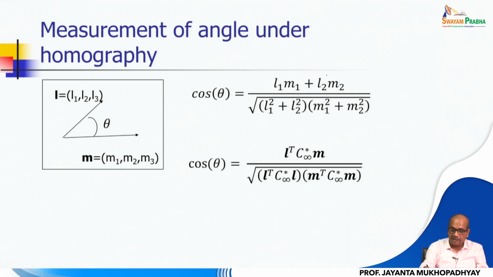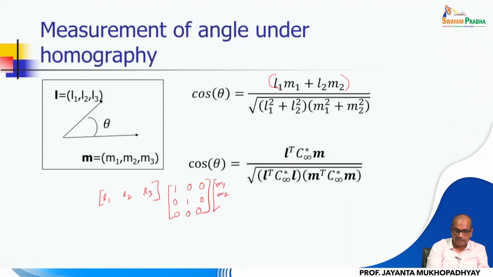You note that this part, particularly this numerator, is written in this form: L transpose C infinity star M, which means I have L1, L2, L3 and then C infinity star, which is 1 0 0, 0 1 0, 0 0 0, and then M1, M2, M3. If I do that, this should be equal to L1 M1 plus L2 M2. So, this numerator can be represented in this way. In the same way, if I replace M1, M2, M3 by L1, L2, L3, this becomes L1 square and this becomes L2 square. So, I can write this and this.